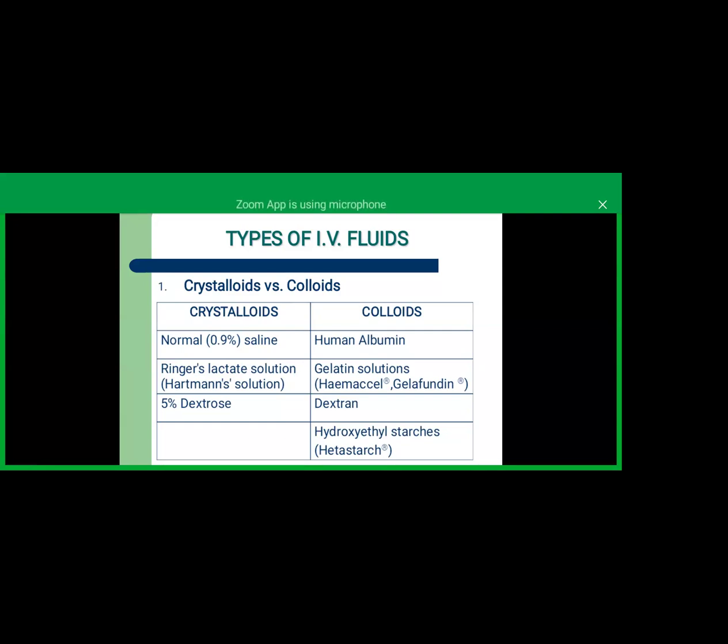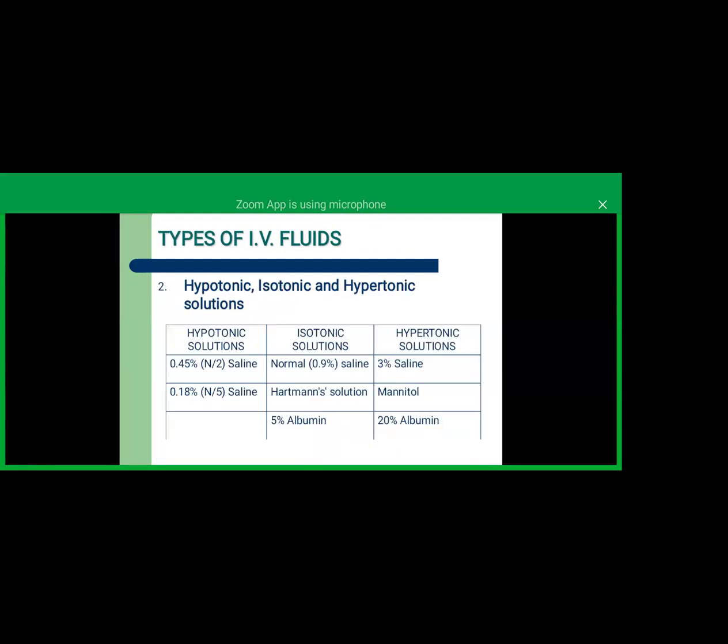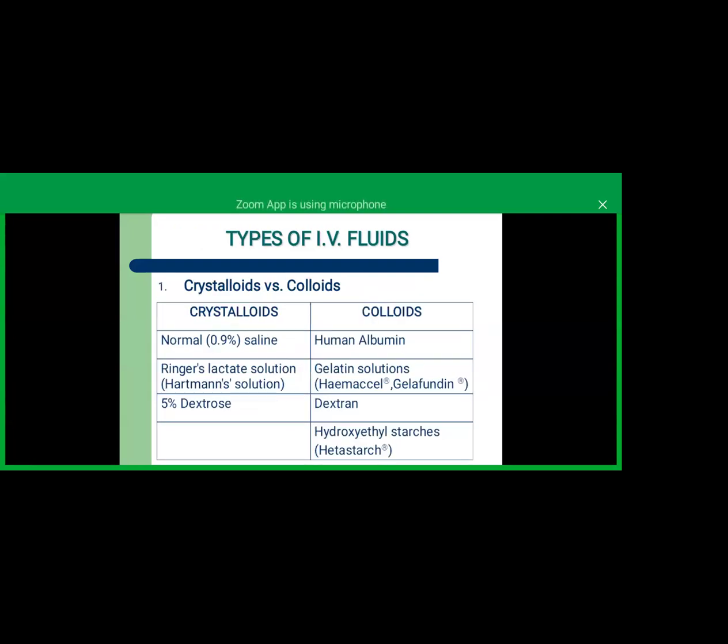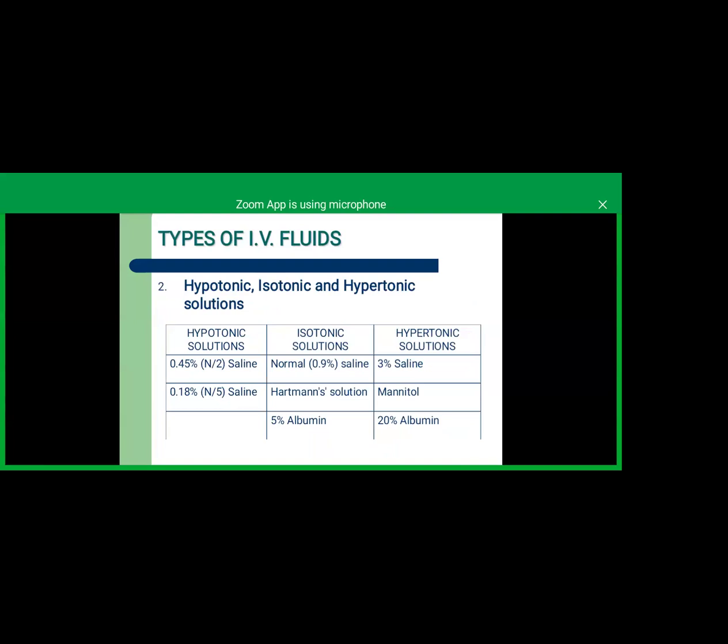Then we have Ringer's lactate, which contains, apart from sodium chloride, also potassium, and some levels of bicarbonate. Then we have 5% dextrose, which usually comes as 5% dextrose saline. And we also have 10% dextrose water, just 10% dextrose plus water. So these are examples of the difference between a crystalloid and colloid.